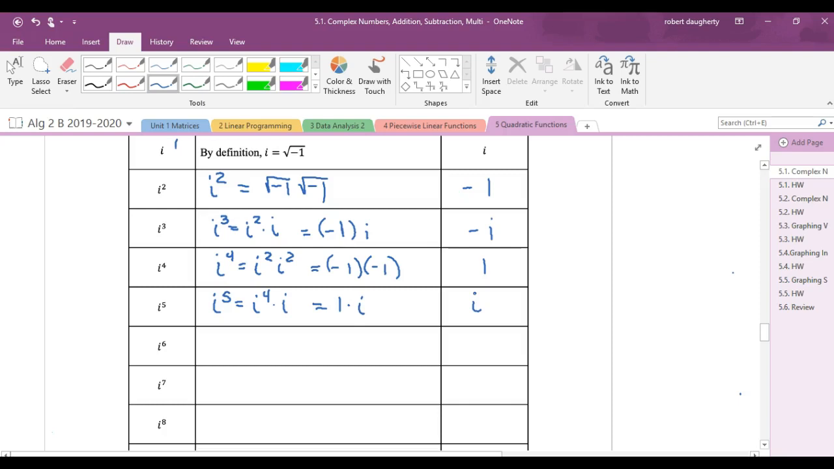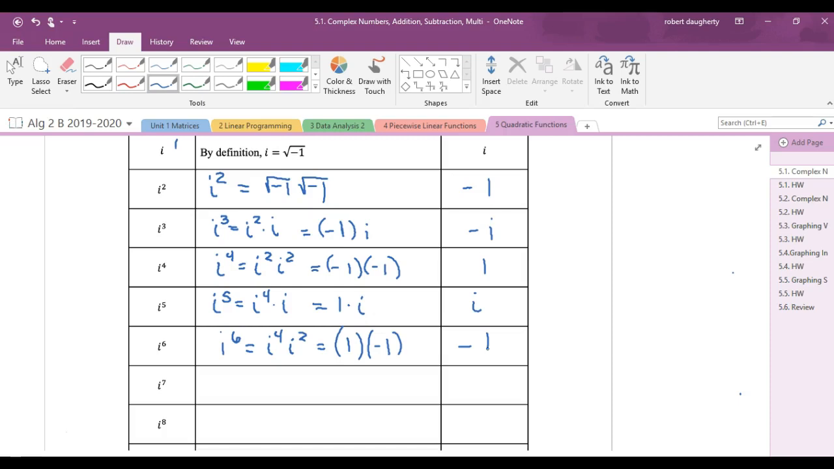Now let's move on to I to the sixth. I to the sixth, I can write that as I to the fourth times I squared. Okay. Everyone agree with that? What's I to the fourth? 1. What's I squared? Negative 1. What's 1 times negative 1? Do you see anything happening over there on the right side? Yeah, so it looks like I'm getting I, negative 1, negative I, 1. I, negative 1. What do you think is next? Negative I. So let's try that.